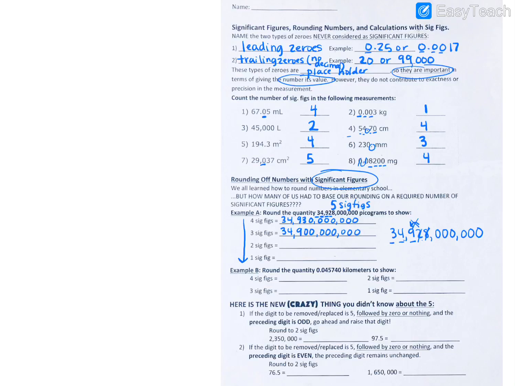Now, for 2 sig figs, that means that we get to keep... Now keep in mind, notice that I'm always going back to this original measurement every time. I'm not taking 2 sig figs and rounding this number right here, okay? I'm always going back to the original measurement, all right? So don't make that mistake when I give you these style of problems. We're always going back to the original measurement and using it to round. So if I'm going to keep 2 sig figs, that means I'm going to keep the 3 and the 4. The 9 will round up this 4 to a 5, so it'll be 35 billion.